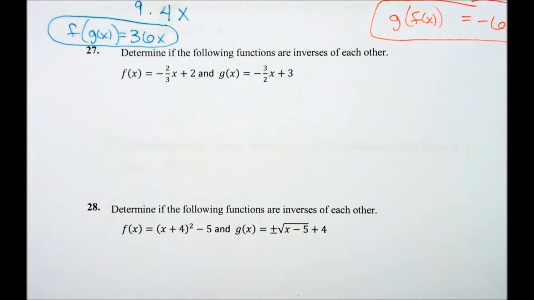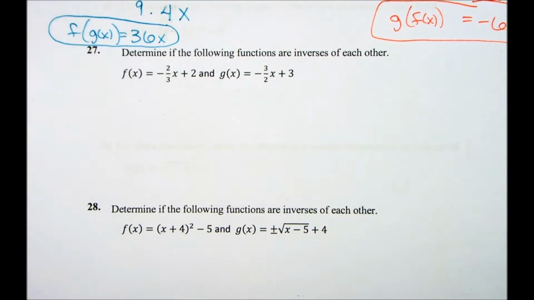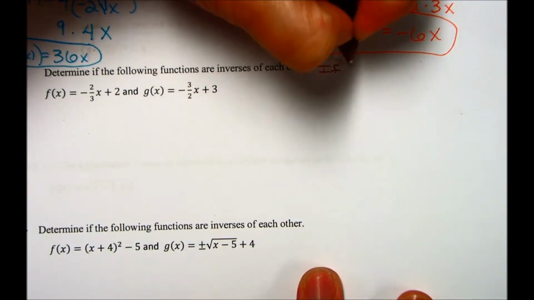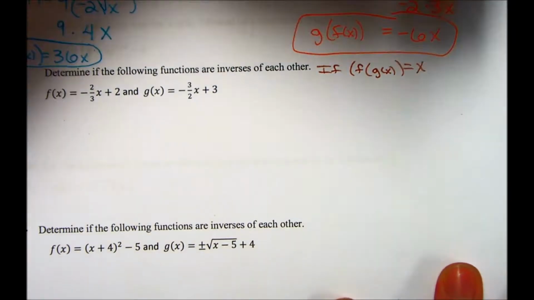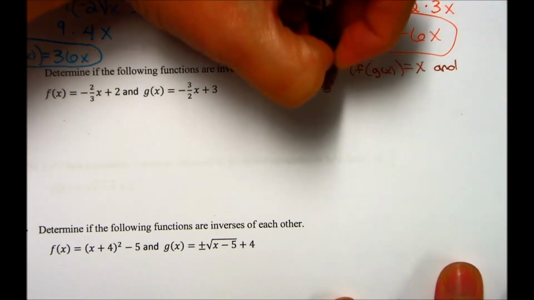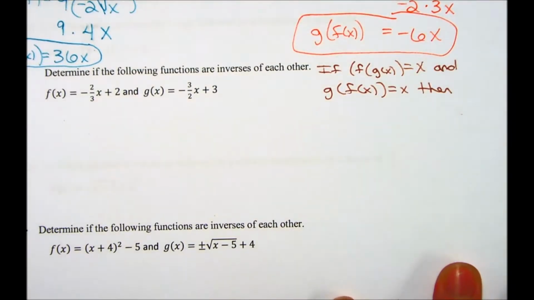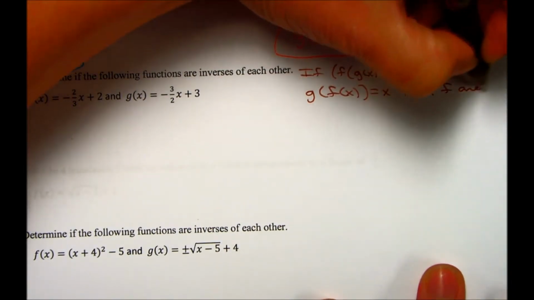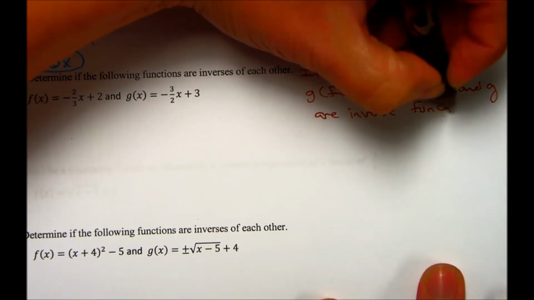We also used composite functions to determine whether the following functions are inverses of each other. So one of the rules that we learned is that, I'll write this over here, if f of g of x equals x and g of f of x equals x, then f and g are inverse functions, or they're inverses of each other.